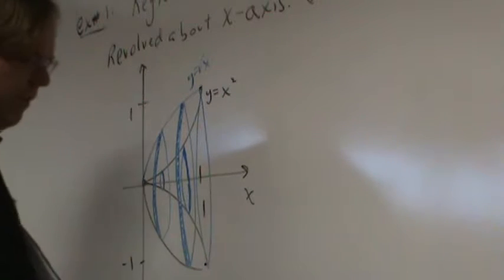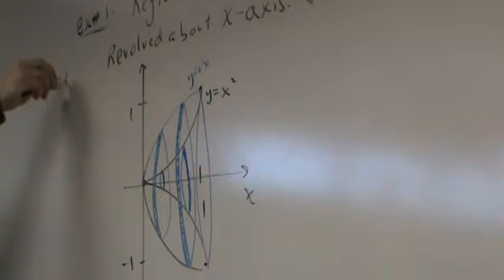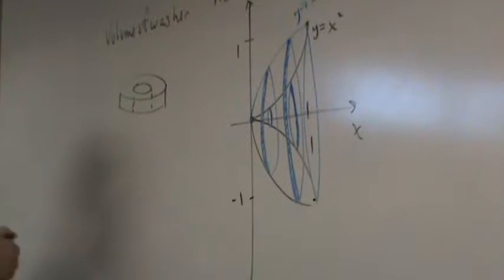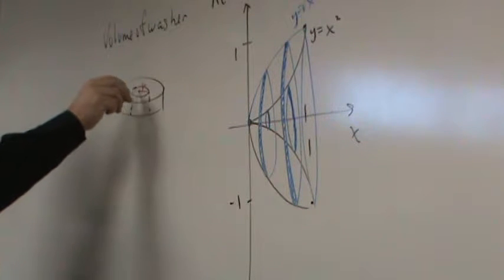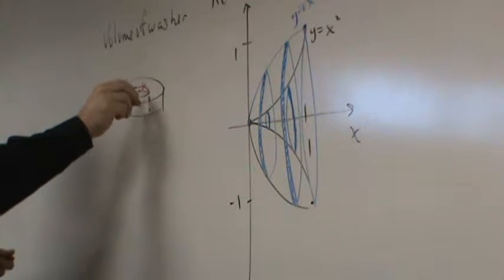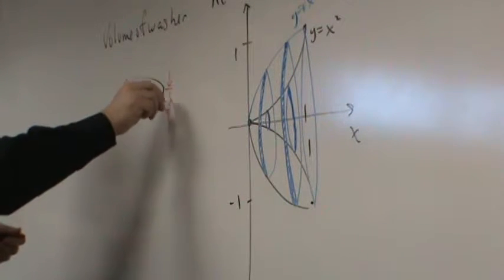So at this point, we've got to figure out what the volume of a washer is. Let's do it right here. Volume of a washer. Let's say I have a cylinder with a hole in it. And let's say the radius of the hole is small r, and the radius of the outside, what we call the outer radius, is big R. And let's say that this height here is h.